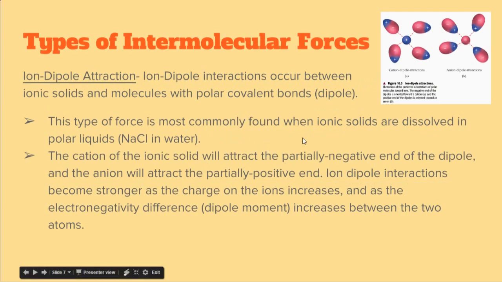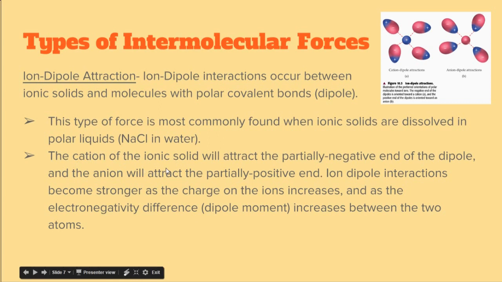Types of intermolecular forces. So the first one we'll talk about is ion dipole attraction. Ion dipole interactions occur between ionic solids and molecules with polar covalent bonds. So we'll just call those dipoles because I don't feel like saying polar covalent bonds every time. This type of force is most commonly found when ionic solids are dissolved in polar liquids. So the best example I can think of is salt and water.